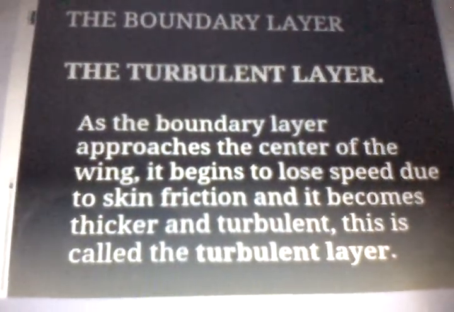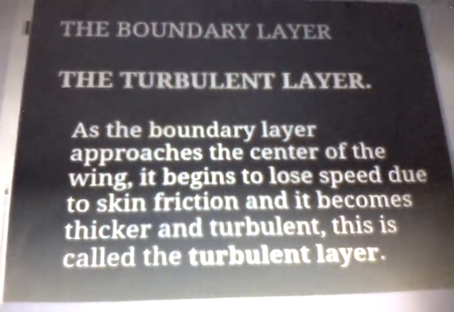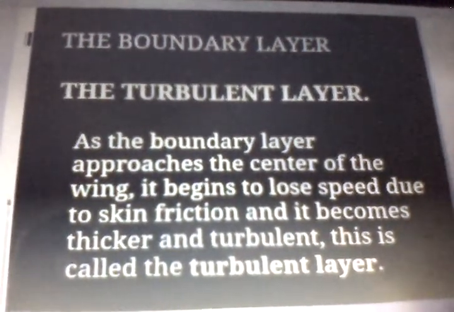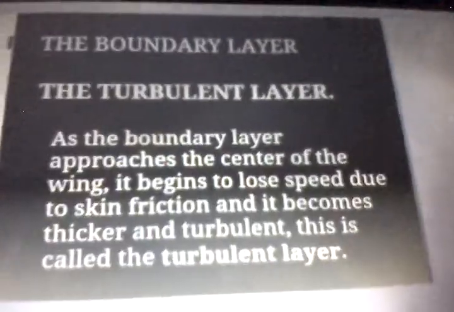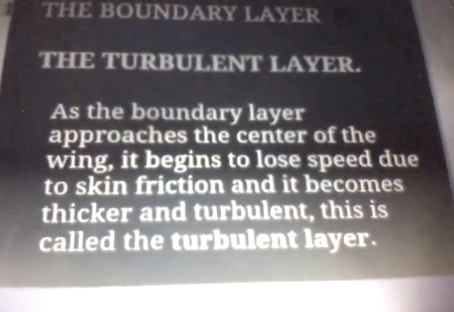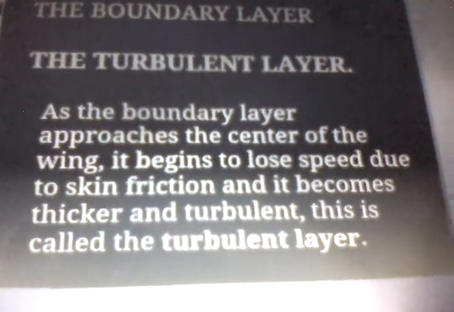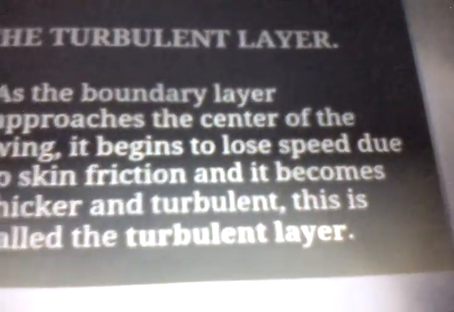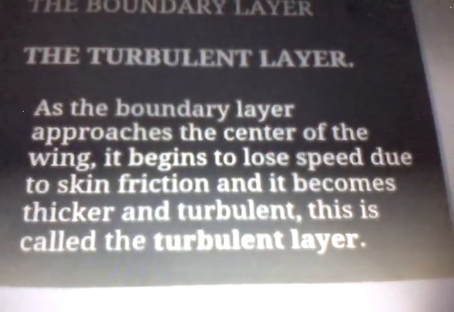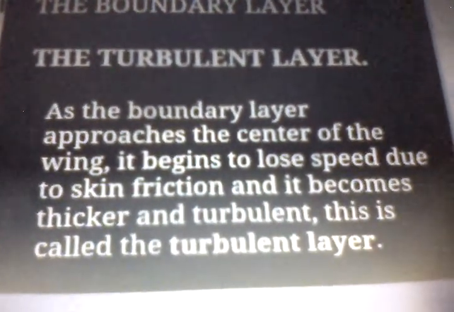Now you have the transition layer. As I said, that's the part where it approaches the center of the wing. So let's look at it. It is a turbulent layer. As the boundary layer approaches the center of the wing, it begins to lose speed due to the skin friction. Yeah, that was what I was trying to say.